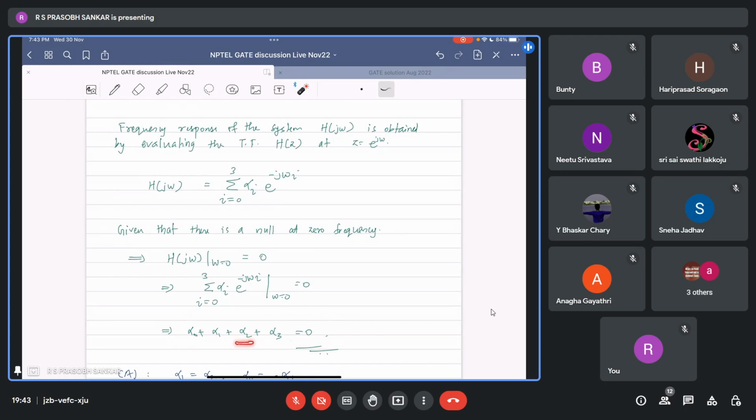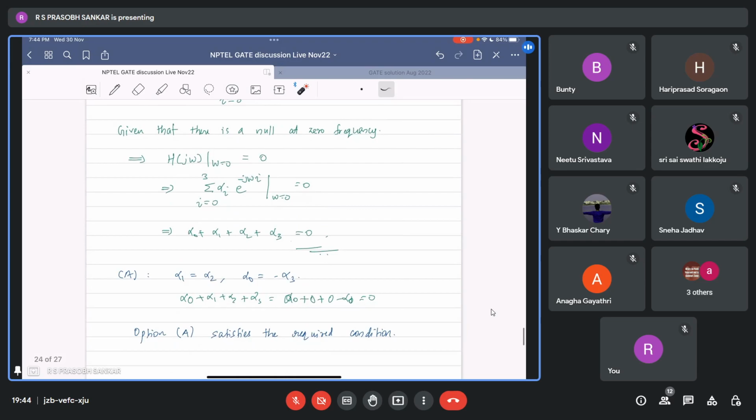In other words, this is the condition: alpha 0 plus alpha 1 plus alpha 2 plus alpha 3 should be 0. So any doubt here? This is the condition on the coefficients so that the given system will have a null at omega equal to 0. Is that okay?